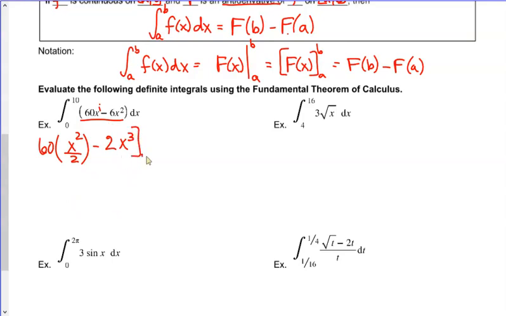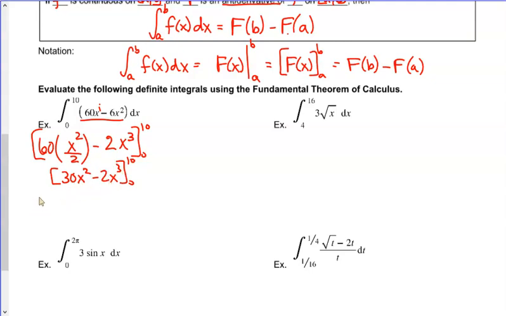So here is what I want to evaluate at 0 and 10. Of course, I'm going to simplify in here as much as I can. So this is actually going to be 30x squared minus 2x cubed that I want to evaluate at 0 and 10. Okay, so here we go. I need to plug 10 in. This is my F of b. I'm going to plug 10 in.